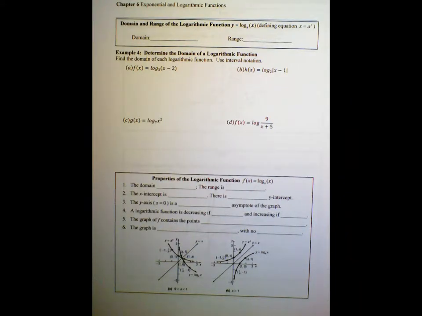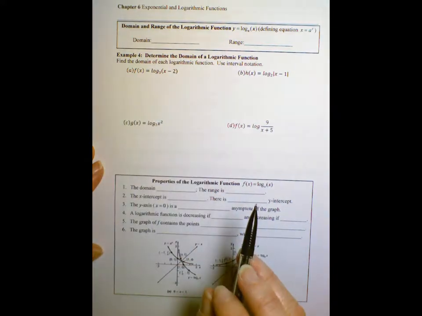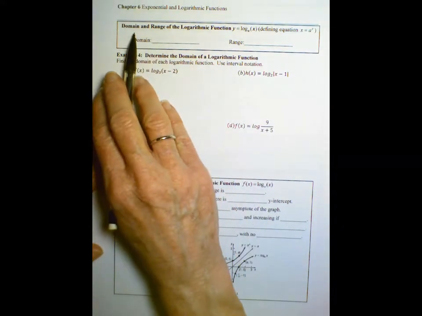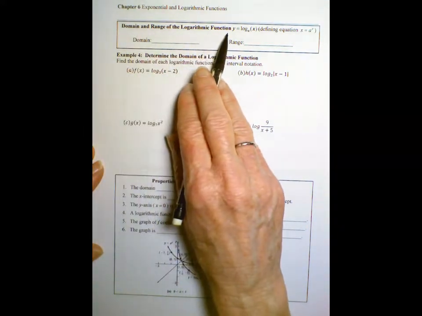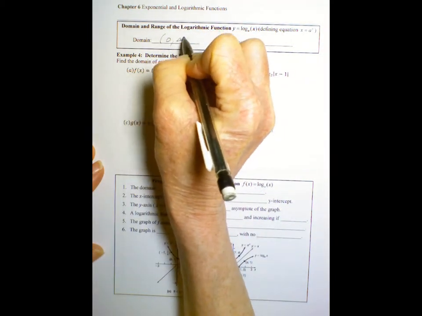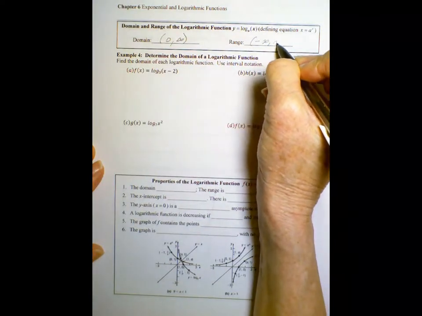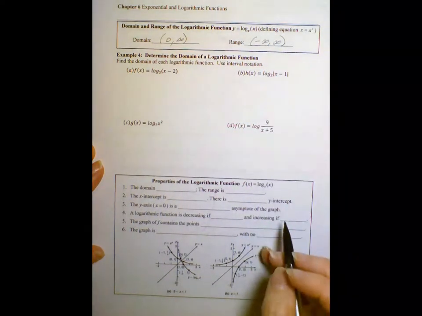We're now on example 4 in section 6.4 on logarithmic functions. We're going to talk some more about domain and finding the domain of a logarithmic function from its equation. But first, let's review the domain and range of a logarithmic function. We found that the domain is 0 to infinity, and the range was all real numbers. So they had flipped from what we found for the exponential.